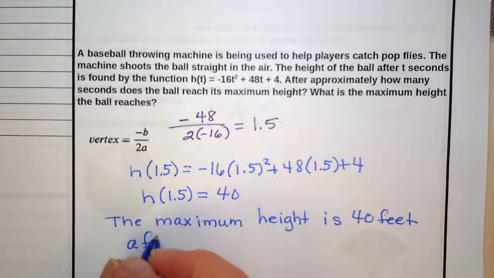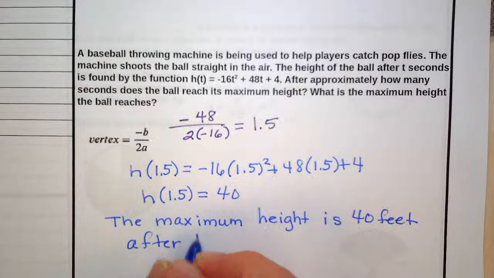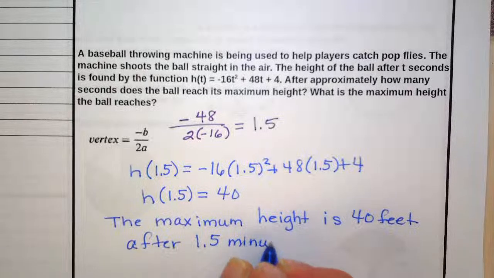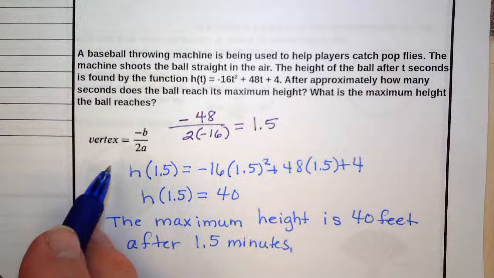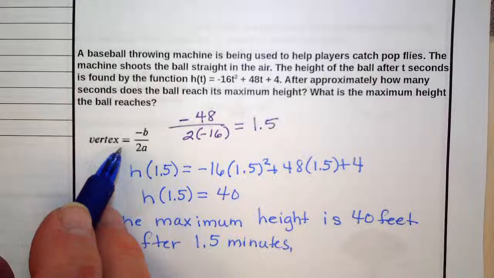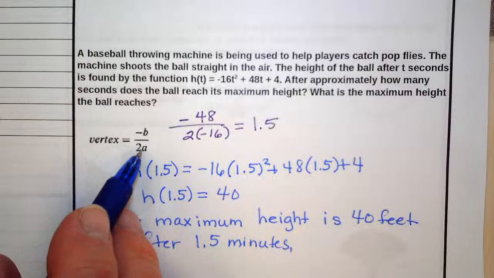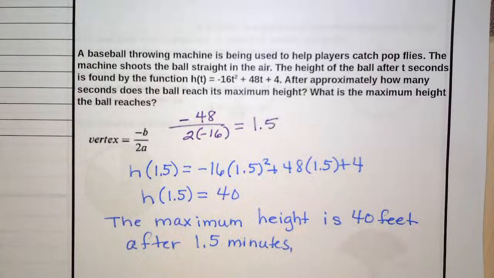after 1.5 seconds. So this is how you apply your quadratics, how you use a quadratic to find minimums and maximums. You start with the idea of the x value of your vertex, the opposite of b over 2a. You can kind of remember that from the quadratic formula.